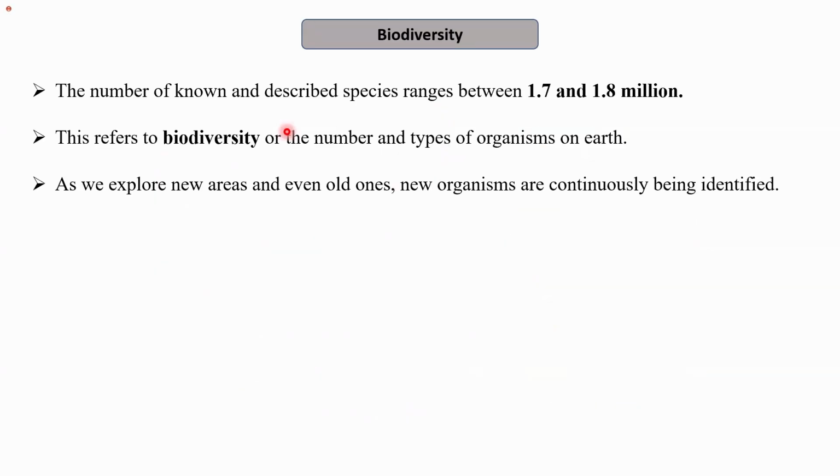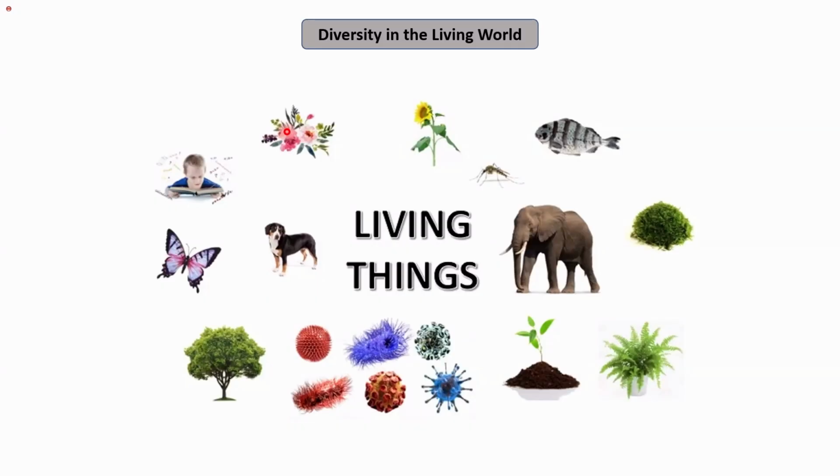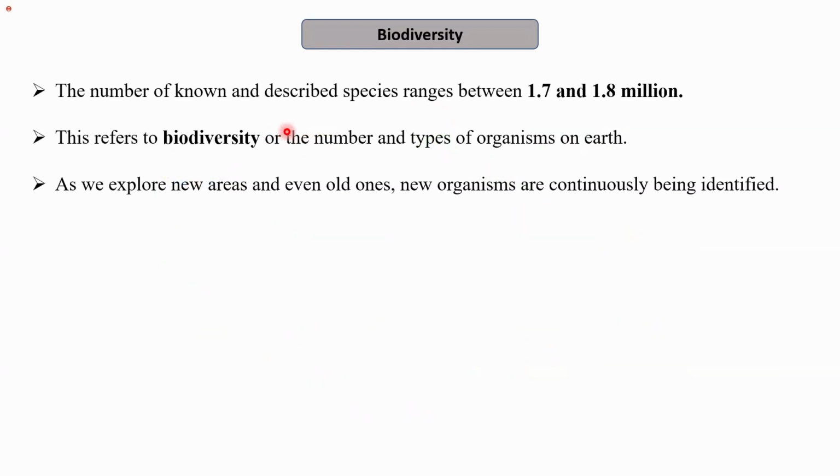So we'll now deal with the diversity in the living world and what all exists in the living world, how many organisms are there that we know to exist till now, and there are many yet to be discovered. So what is the term biodiversity? The number of known and described species ranges from 1.7 to 1.8 million.